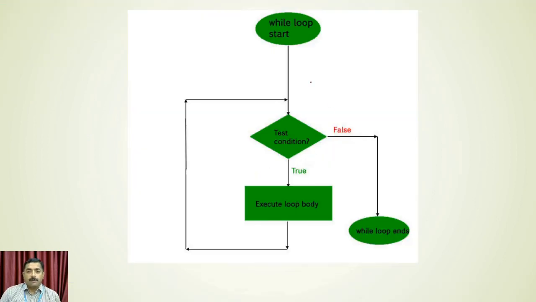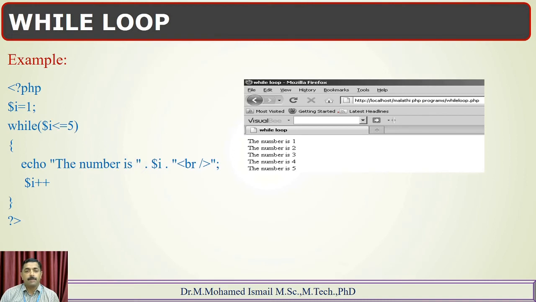So this is the flowchart of the while loop. It starts with a test condition. If the condition is false, the block of statements will not be entered; directly it will end. If the condition is true, then the block of statements will execute until the condition is false. For example, like the for loop, here I have taken the same example.